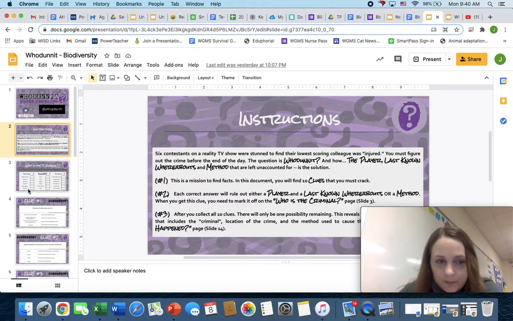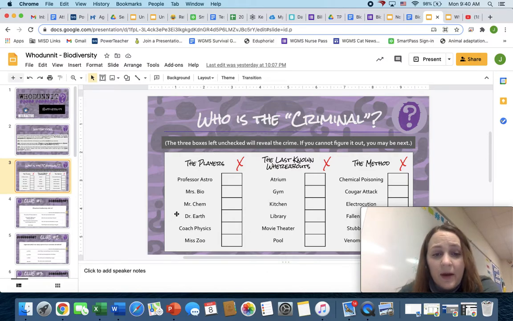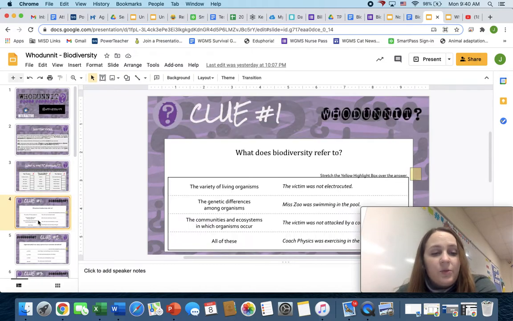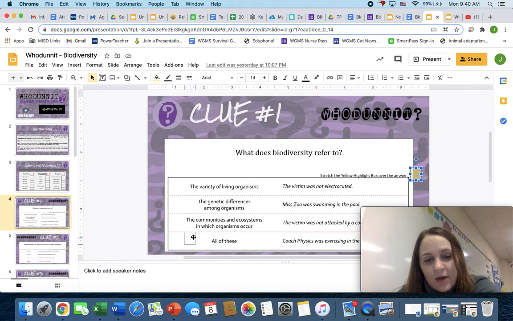So what you're going to do, here's your chart, by the way. You have your players, the locations, and the method. So we have our clues. There are 10 clues. You need to answer the question for each one. This one is, what does biodiversity refer to? The variety of living organisms, the genetic differences among organisms, the communities and ecosystems in which each organism occur, or all of these. Well, I'm going to do number 1 with you. So I'm going to click on this box right here. I drag it over to my answer. It is all of these.